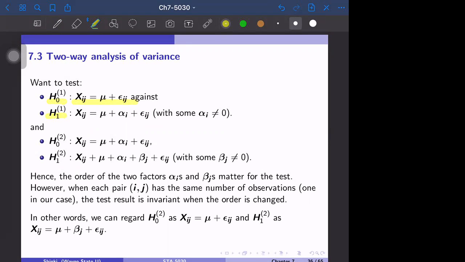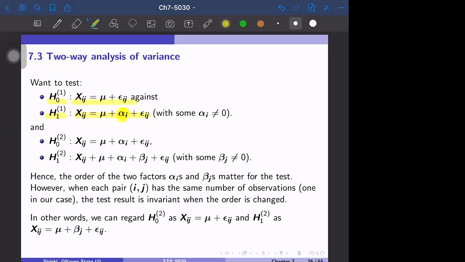Xij is intercept plus error. So basically the null model, and against the alternative. The alternative is the model including the intercept and the first factor, so alpha i. And the alternative, of course, is different from the null hypothesis. So that means the sum of alpha i is not equal to 0.